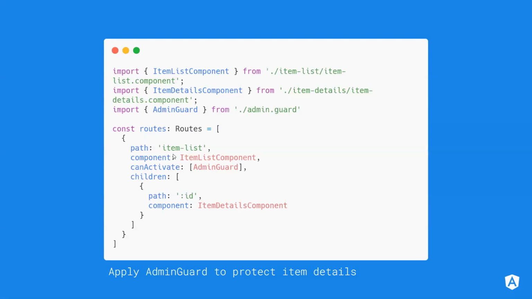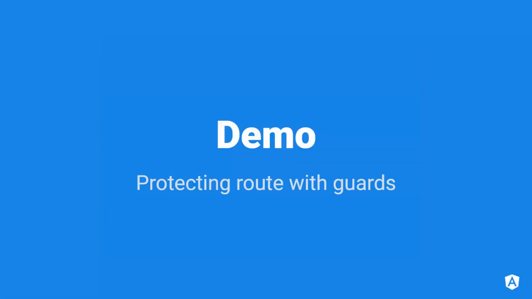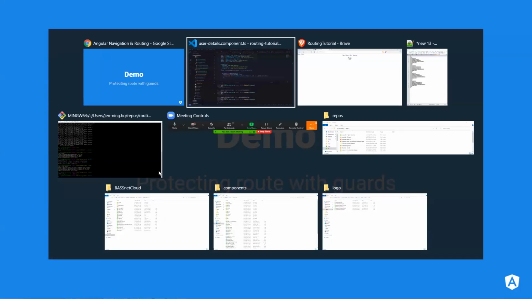So once it matches this path, it will check if it can activate or not through the guard's logic, right? So in this guard, we'll check whether the user is an admin. If it's admin, then we return true, and if it's not, then we return false. So that's basically it for the guard. You can have your own more complex logic in the future. So I'll do a demo for the guard.